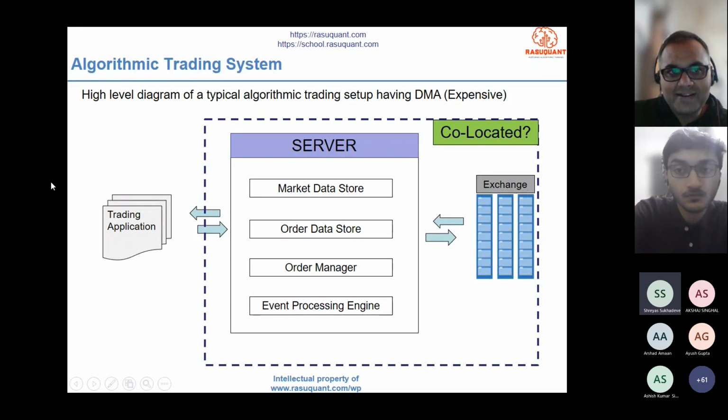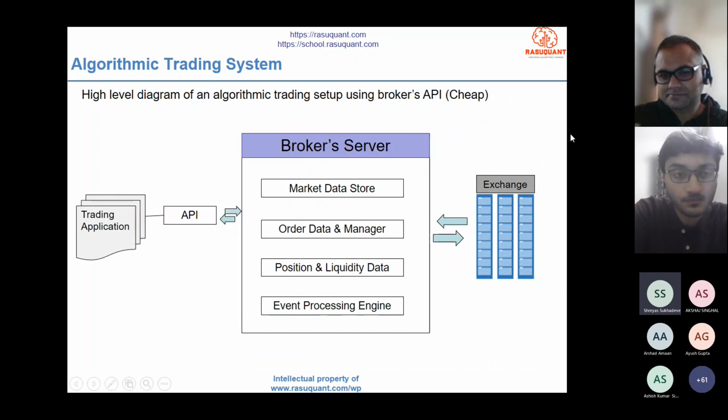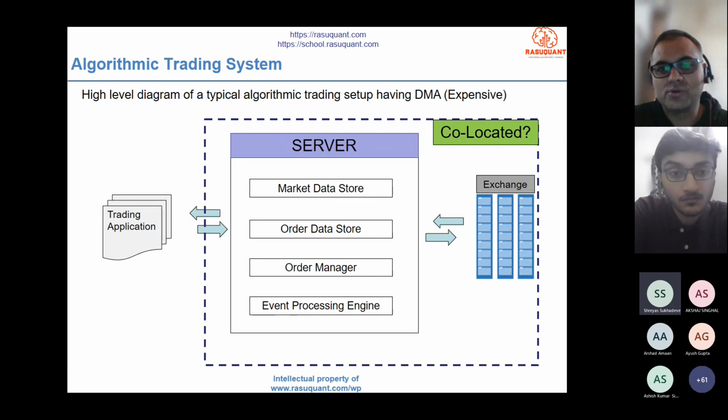So an ideal and fast algorithmic trading setup should look something like this. That's very important. But when you're starting out, it is absolutely not recommended that you go for direct market access and try to have a server that costs lakhs of rupees and then place it with the National Stock Exchange, which would again charge you thousands of rupees every single day.